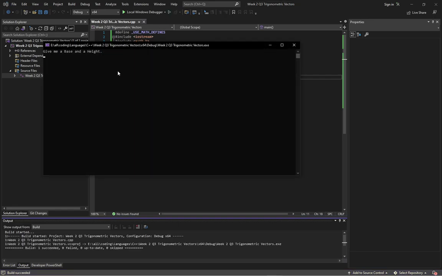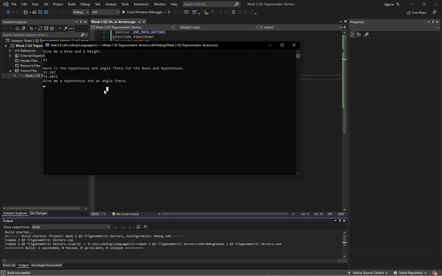So give me a base and a height. So we're going to do any number we choose. So let's do 5 and 21. And then here's the hypotenuse, 21, and the angle theta, 76 degrees. Now we have to give a hypotenuse and an angle theta.